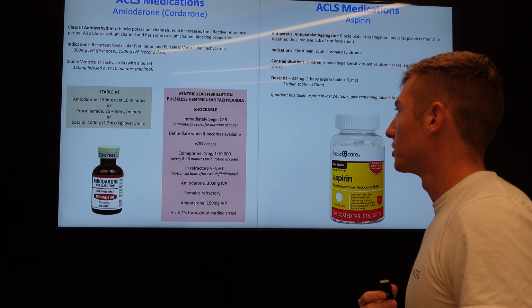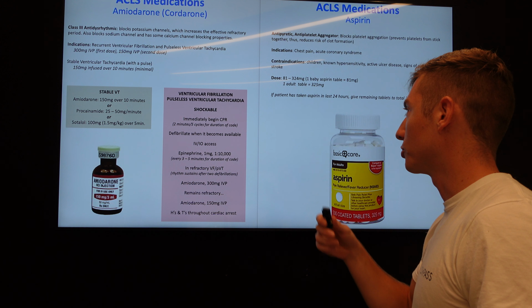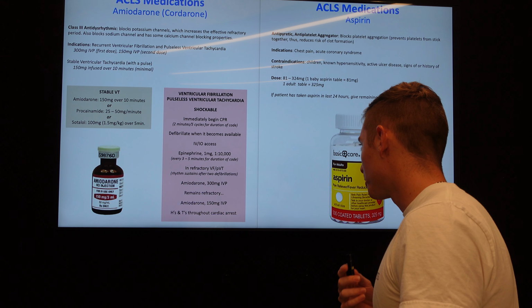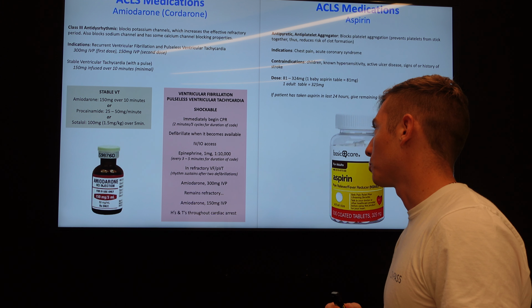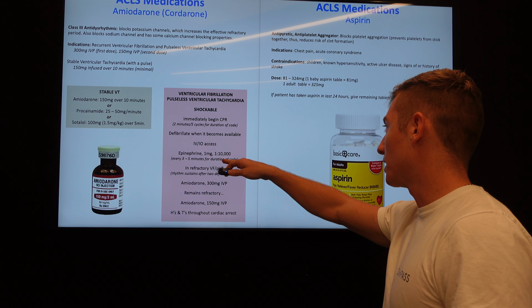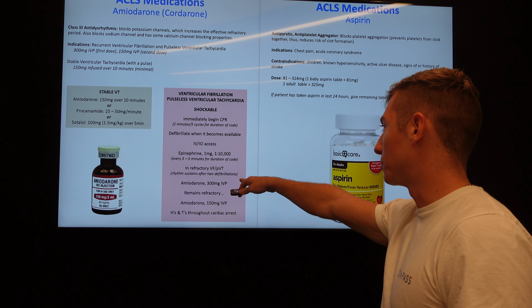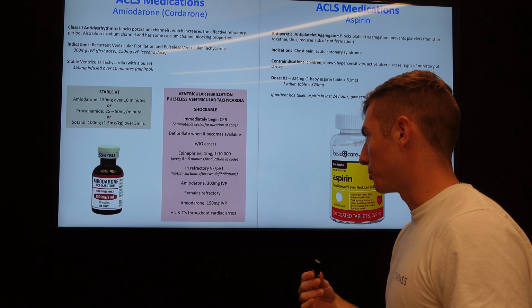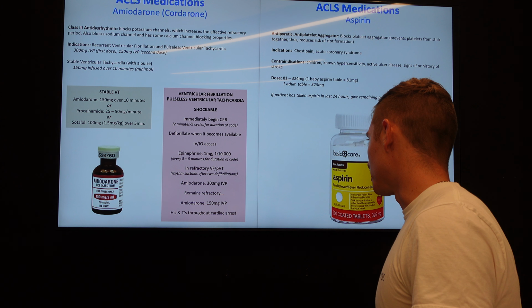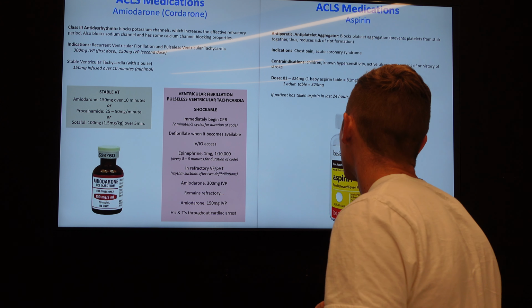For VFib and pulseless, shockable, immediately begin CPR. Make sure you start compressions. Defibrillate when available, IV access, that's important so we can give medications, epi-ami. So epinephrine in refractory VFib, rhythm sustains after 2 defibrillations, amiodarone, H's and T's we're constantly monitoring.